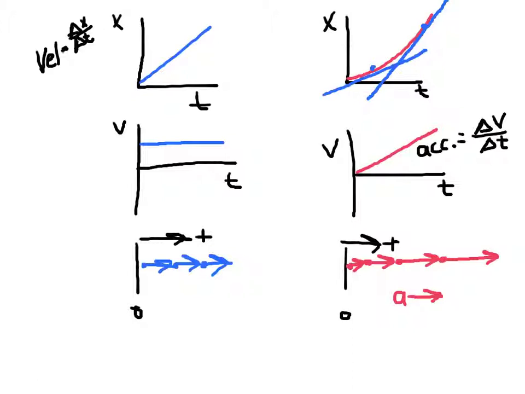Now notice, my velocity is in the positive direction, my acceleration is in the positive direction, and I am speeding up, getting faster every second. So when the velocity arrows and the acceleration arrow point in the same direction, we have speeding up.